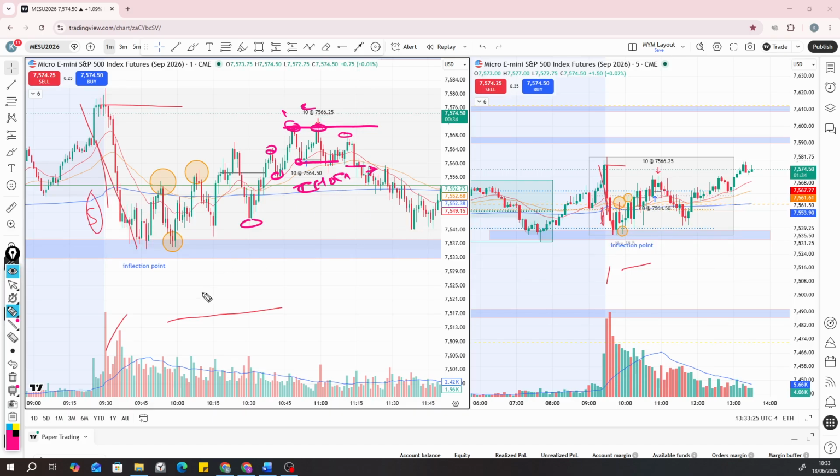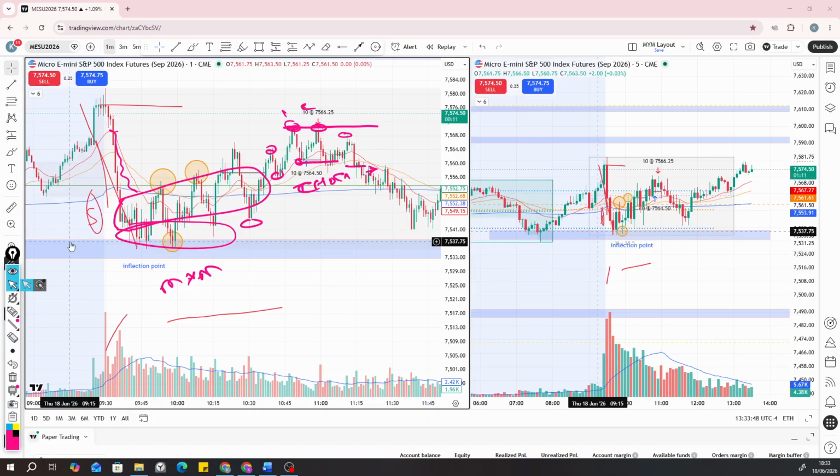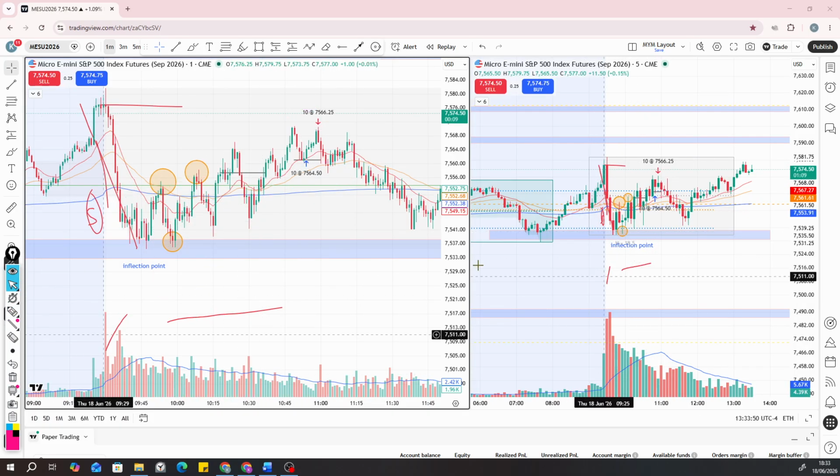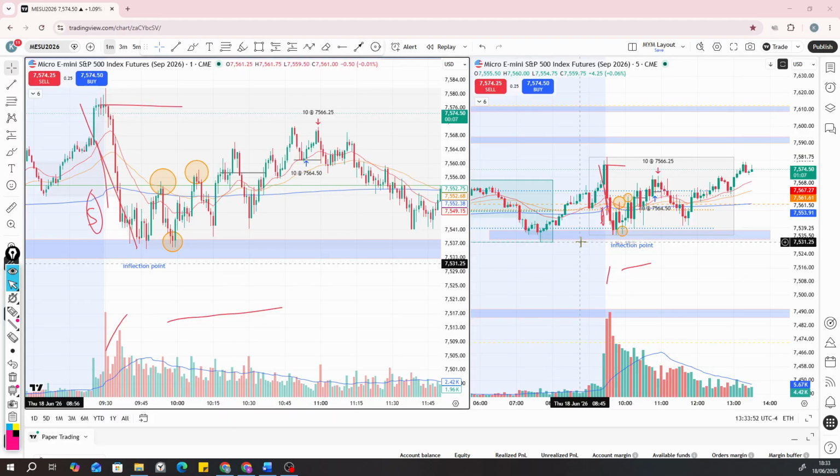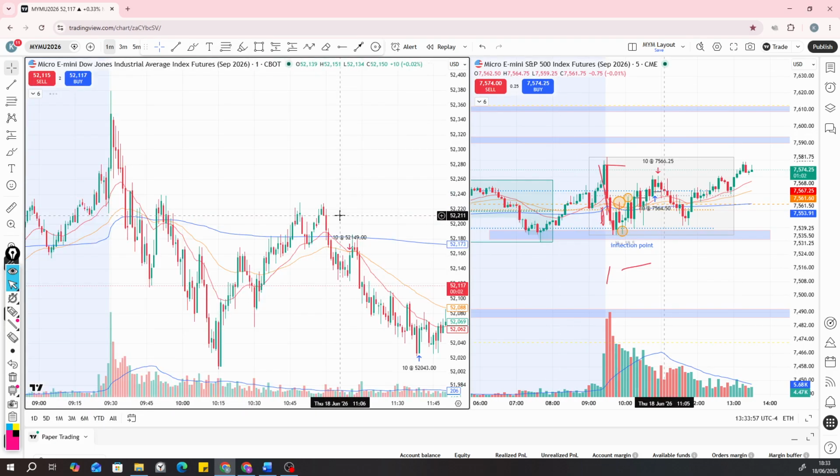So MES and MYM followed the same thing at the end, but during this move over here, S&P was fully different from MYM, because it was just touching the resistance over here, but in MYM the case was totally different. Let's see how the case was different. Let's go over here.